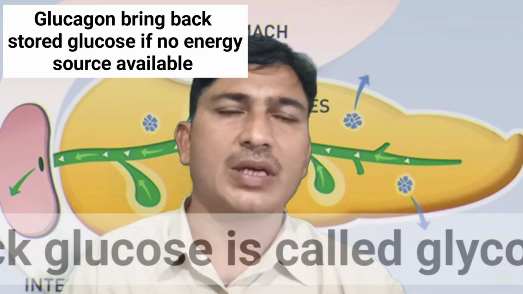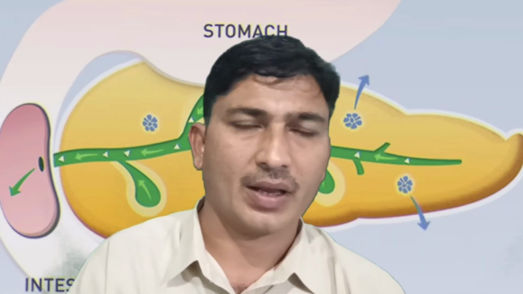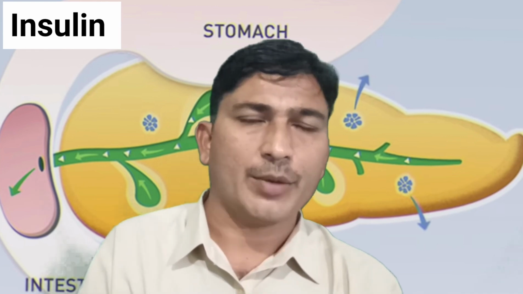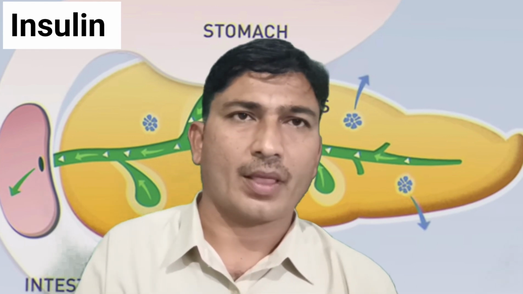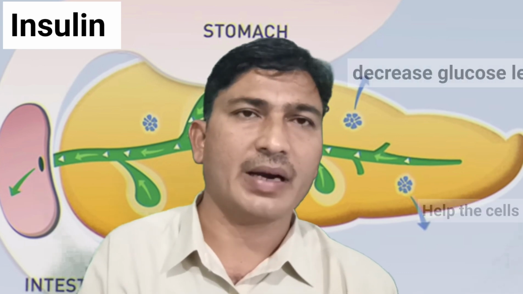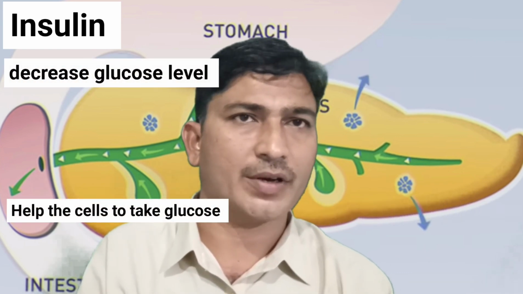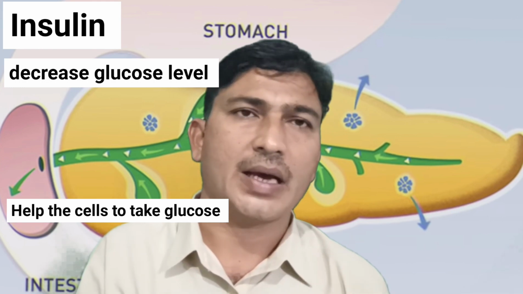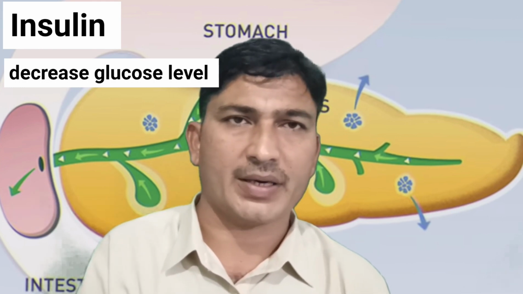Now the insulin hormone. When the glucose level increases in our bloodstream, what does it do? It removes the extra glucose from the bloodstream and sends it to the liver, which converts that glucose into fat and stores it in the cells and tissues of different body parts.